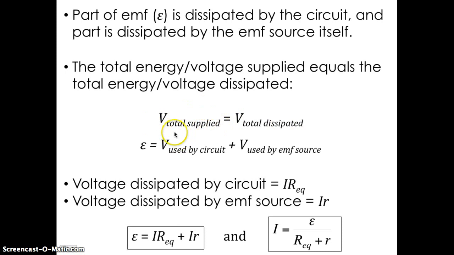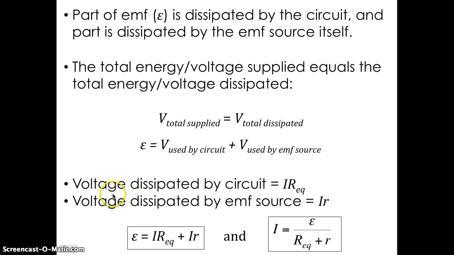But the total voltage supplied is called the EMF. That's what I've just told you. And on the right side, the total dissipated voltage is equal to the voltage used by the rest of the circuit plus the voltage used by the EMF source. And of course, the EMF source is part of the circuit. So when I say circuit again, I mean the rest of the circuit besides the EMF source. So this would include the voltage dissipated by resistors, by filaments, and any other components connected to the EMF source.